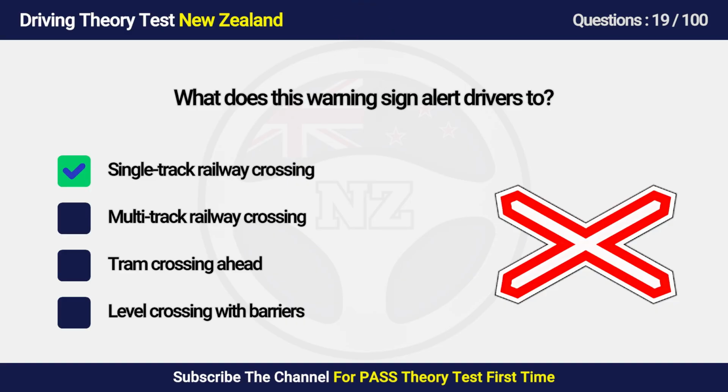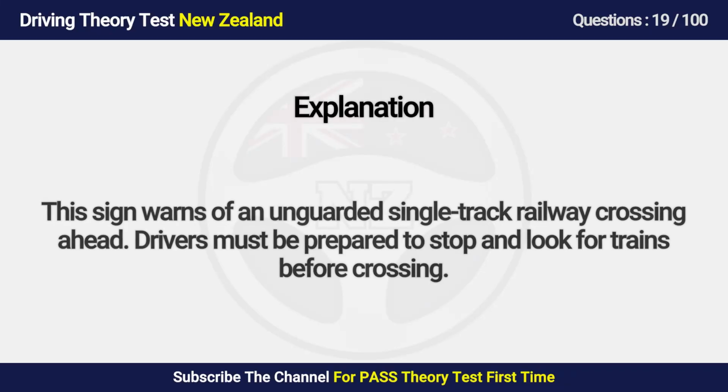Answers is A. Railway crossing. This sign warns of an unguarded railway crossing ahead. Drivers must be prepared to stop and look for trains before crossing.